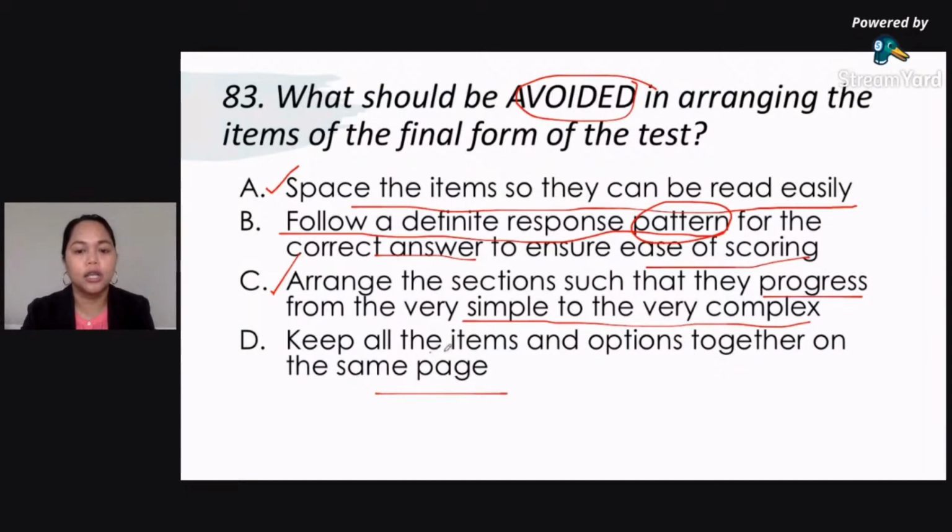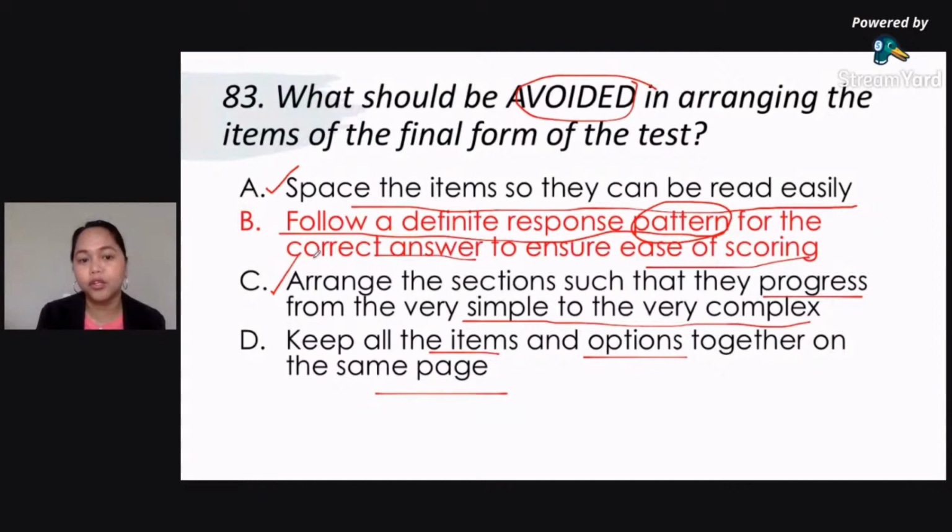Keep all the items and options together on the same page. Dapat yung question at yung choices nasa the same page. That's also correct. Okay? Keep all the items and options together on the same page. That is correct. So your answer would be letter B. Follow a definite response pattern for the correct answer to ensure ease of scoring. Okay? So again, the correct answer here is letter B.